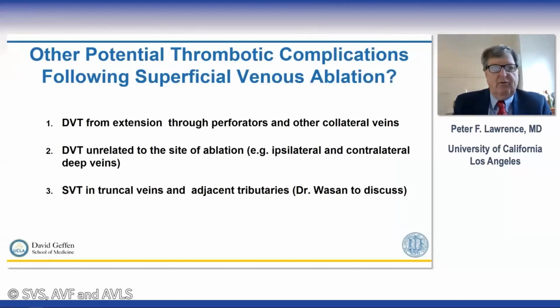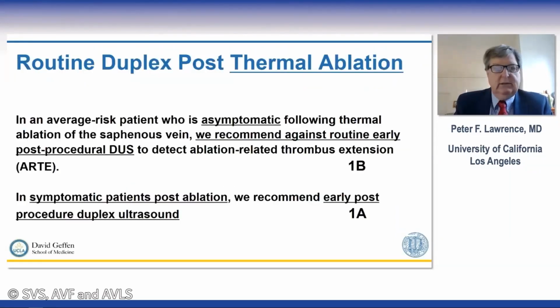What are some other potential thrombotic complications following superficial venous ablation? Well, you can have DVT from extension, not through the treated truncal vein where it extends into the deep system, but through perforators or other collateral veins. There are reports of DVT unrelated totally to the site of ablation, even in the contralateral leg, and also superficial thrombophlebitis associated with these procedures. And Dr. Wasson will talk about that.